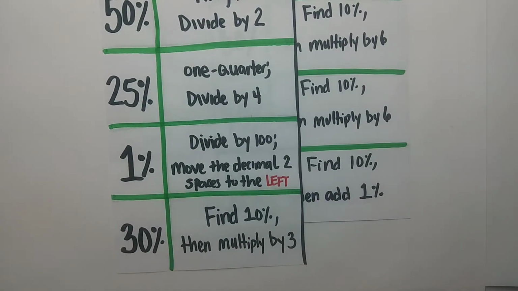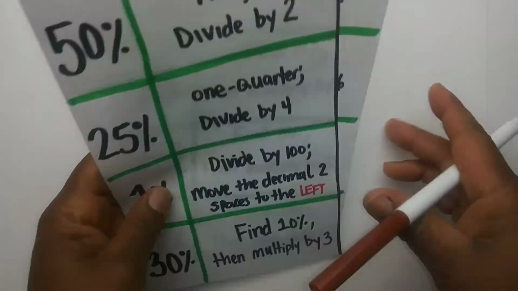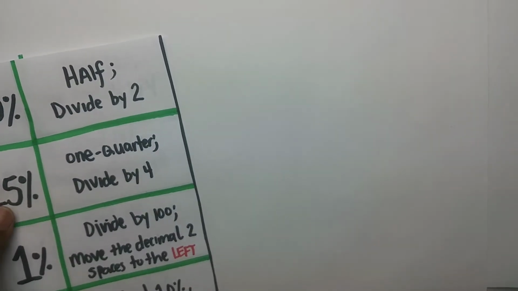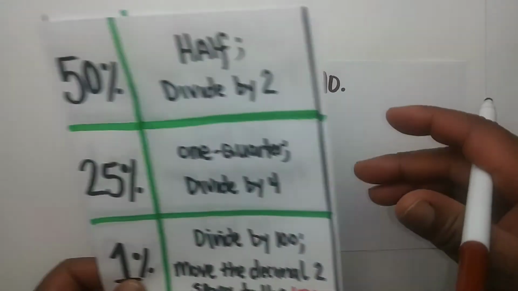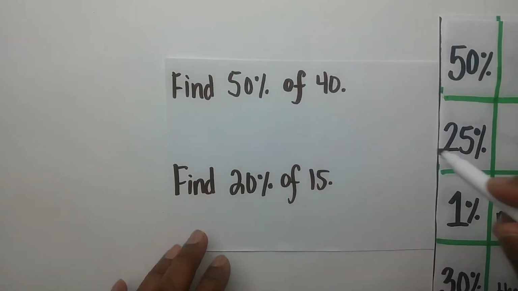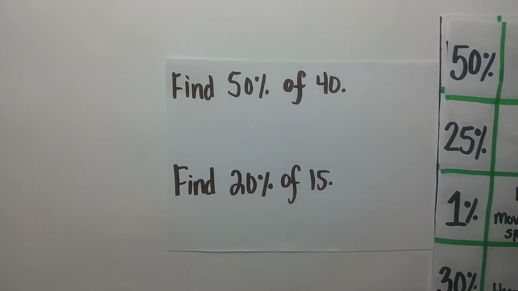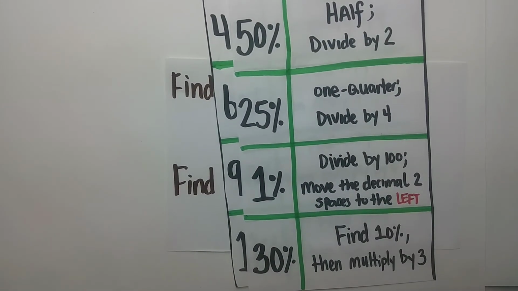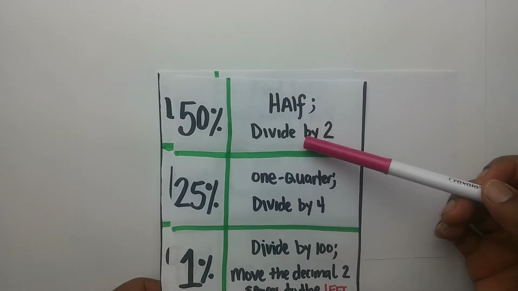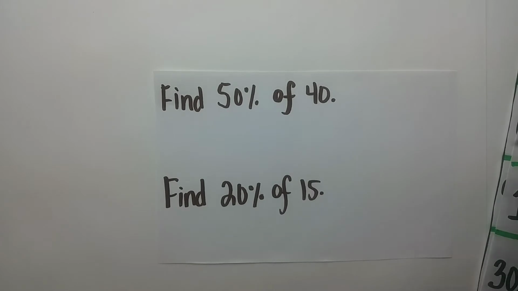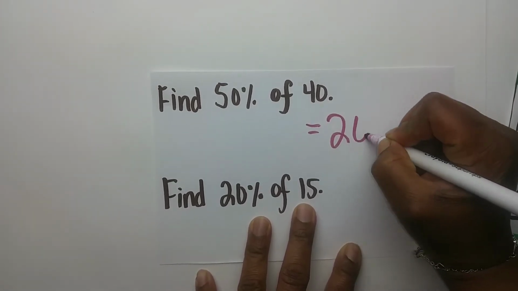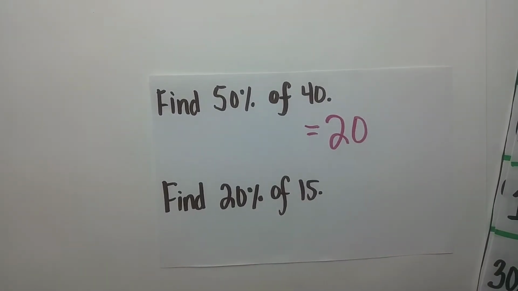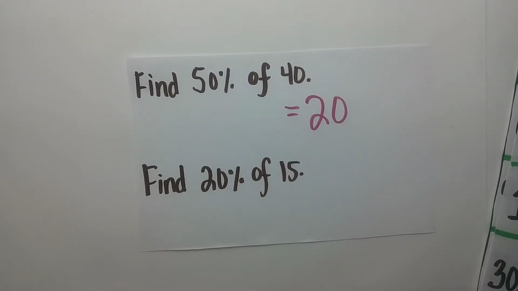And hopefully before I write it down, you should be able to have at least some knowledge of what the answer may be. Let's start by finding 50% of 40. So as you know, 50% is equivalent to 1/2. So we can divide by 2, and 50% of 40 is what? It is 20.